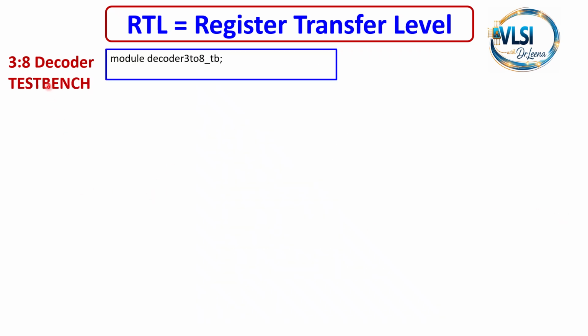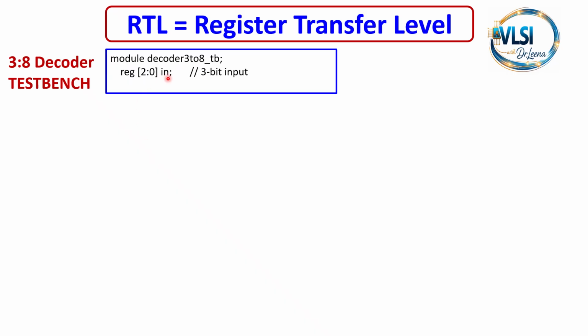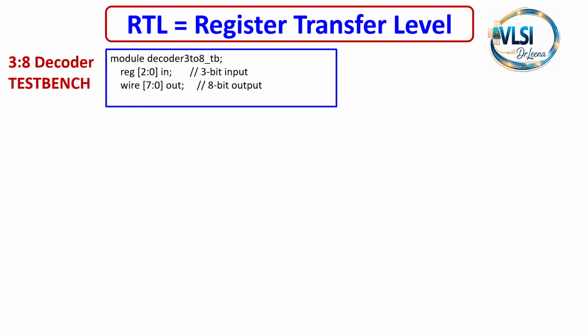Now we are going to write the test bench for the 3:8 decoder. That is, we are going to declare the module and give it a name. After giving the module name, we have to assign the inputs and outputs using reg and wire. First we give the inputs using reg, and then we give the outputs using wire.